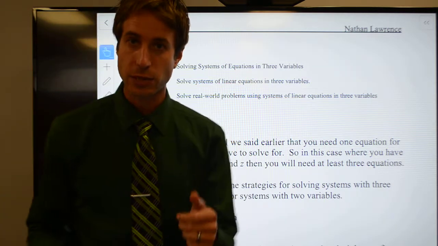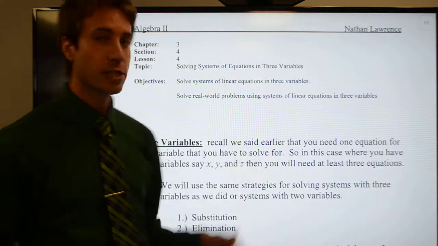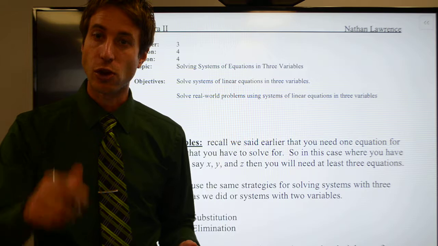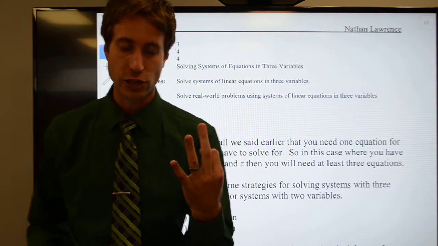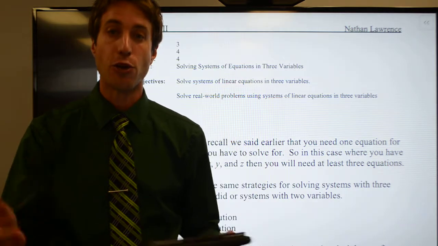And if you don't have the textbook, what we're actually doing here in Section 4 of Chapter 3 is we're going to be solving systems of equations, but this time we're going to be solving systems that have three equations. And the reason we have three equations is because you're going to have three unknowns.